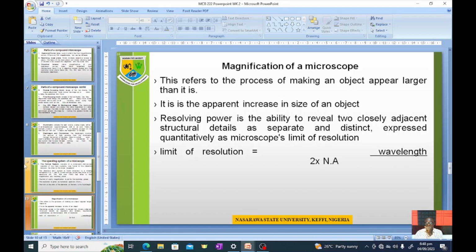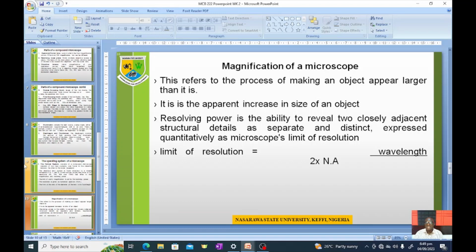Magnification of the microscope has to do with a process of making an enlarged object appear larger than its original size, as earlier explained. It is the apparent increase in size of an object, and the resolving power is the ability to reveal 2 closely adjacent structural details as if they are separate and distinct, expressed quantitatively as the microscope's limit of resolution.